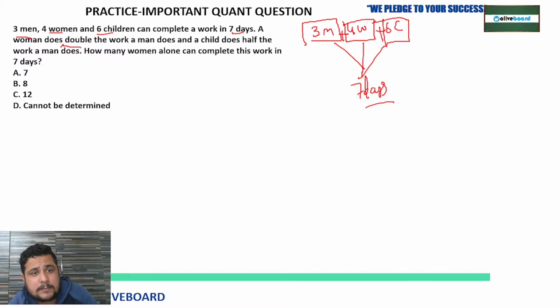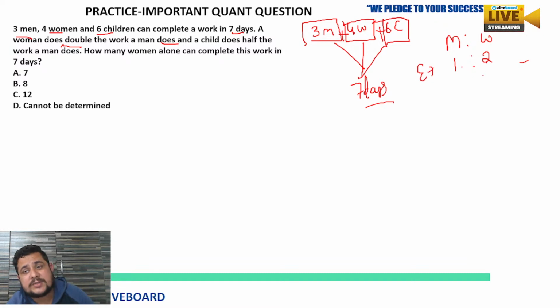A woman does double the work a man does. Okay, so men and women. So a woman does double the work means the efficiency of women will be just twice of men's or not. So we can say their efficiency ratio will be 1:2. Fine. Now what else is given? Double the work a man does, and a child does half the work a man does. Child does how much work? Child does half the work a man does. Okay, so man and child ratio also given.